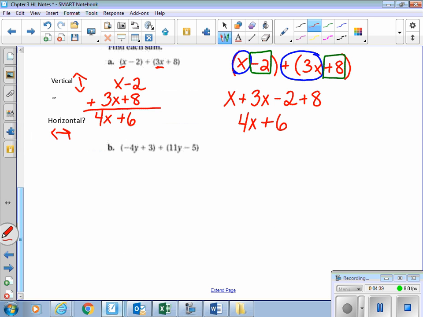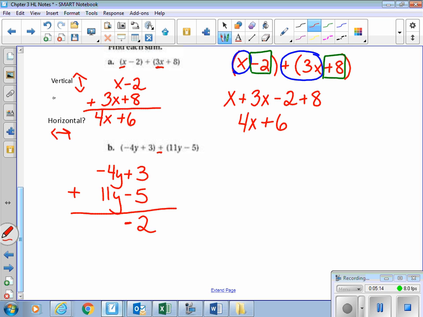And again, we'll start with our vertical. I'm going to rewrite it down here. Negative 4y plus 3 plus 11y minus 5. My y's are on top of each other, and my constants are on top of each other. Positive 3 plus negative 5. I'm adding, and my signs are different, therefore I'm really subtracting and taking the sign of the higher absolute value, which would be my negative 5, so it's going to be a minus 2.